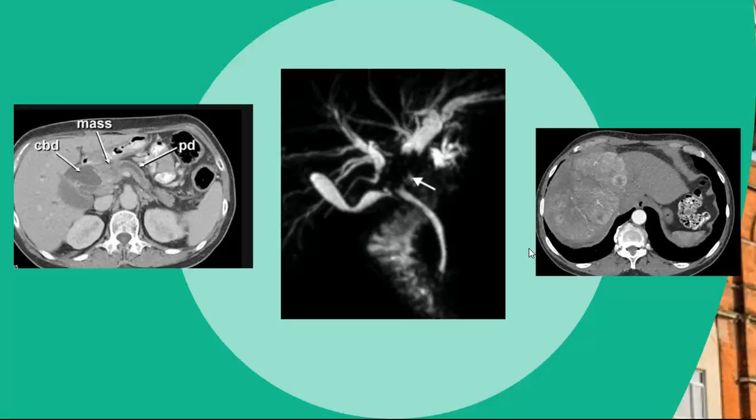Klatskin tumours are more proximal and are located at the confluence of the left and right hepatic ducts. Tumours at this level cause intrahepatic ductal dilatation, where the common duct remains normal in calibre.